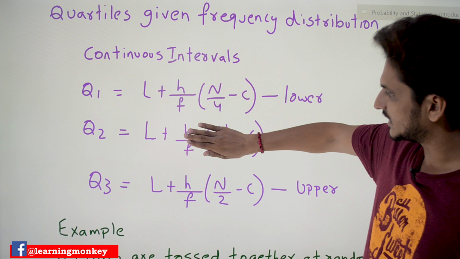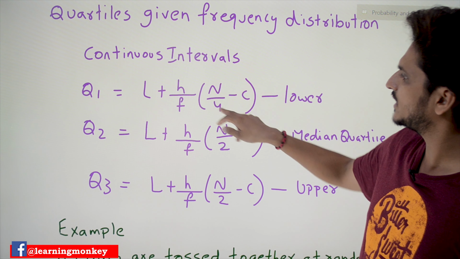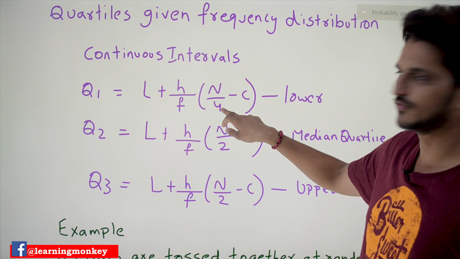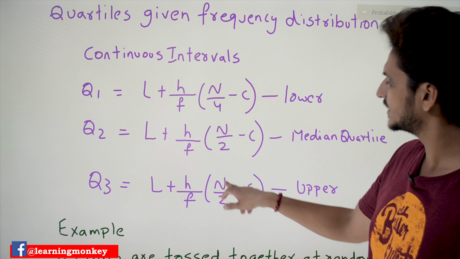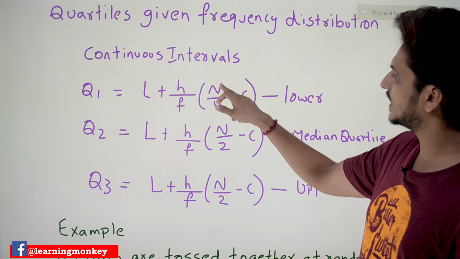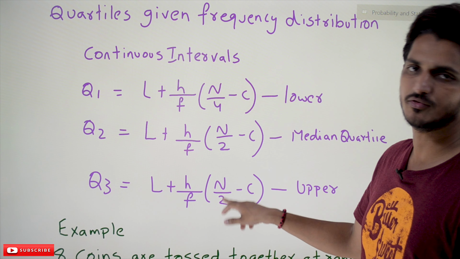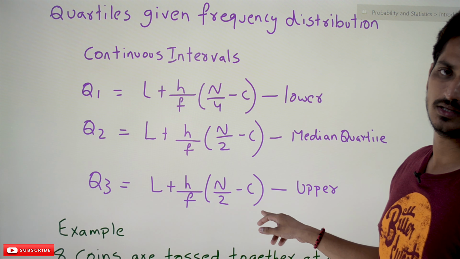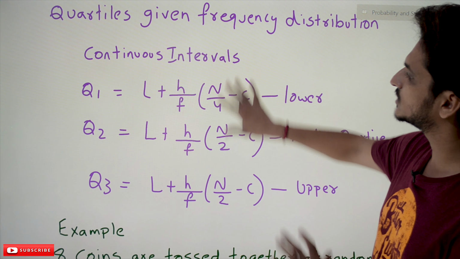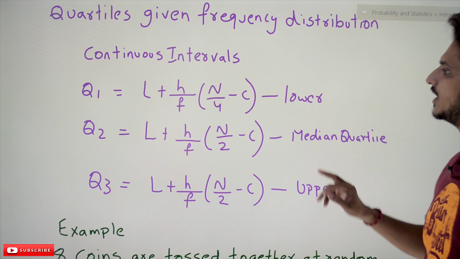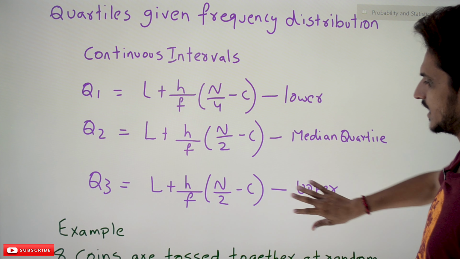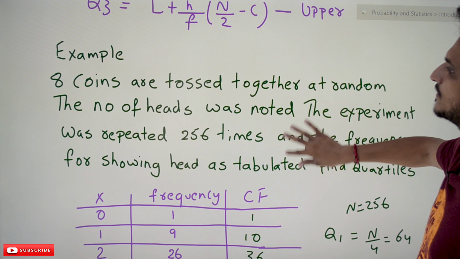The same equation we use for the Q1 point, but the point here is n by 4. For the Q3 point, it's not n by 2, it's 3n by 4. We made a mistake here; 3n by 4 should be there. So here it is n by 4, n by 2, 3n by 4 minus c. These are the equations to identify Q1, Q2 and Q3 quartile points: the lower quartile, median quartile and upper quartile. Let's take the examples now.